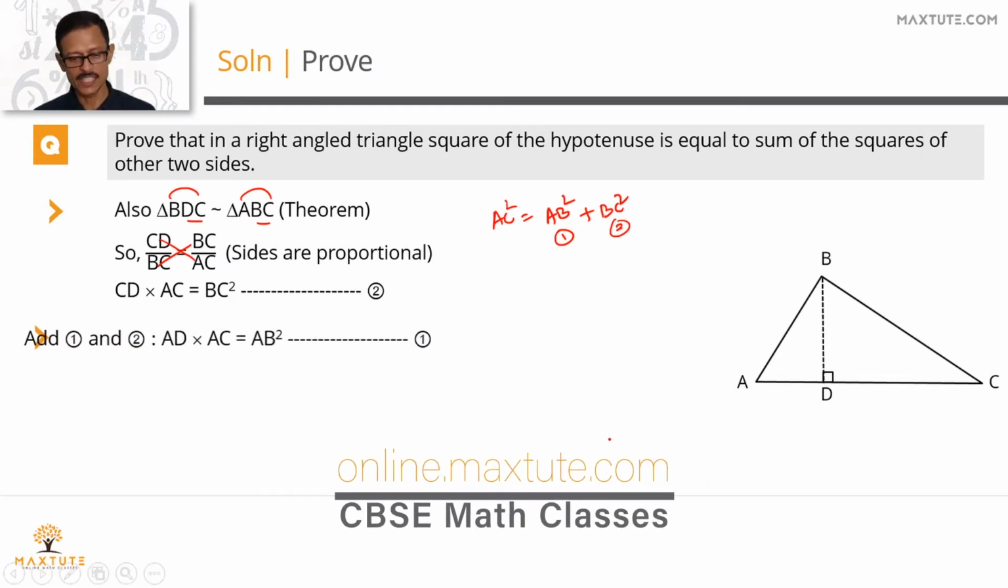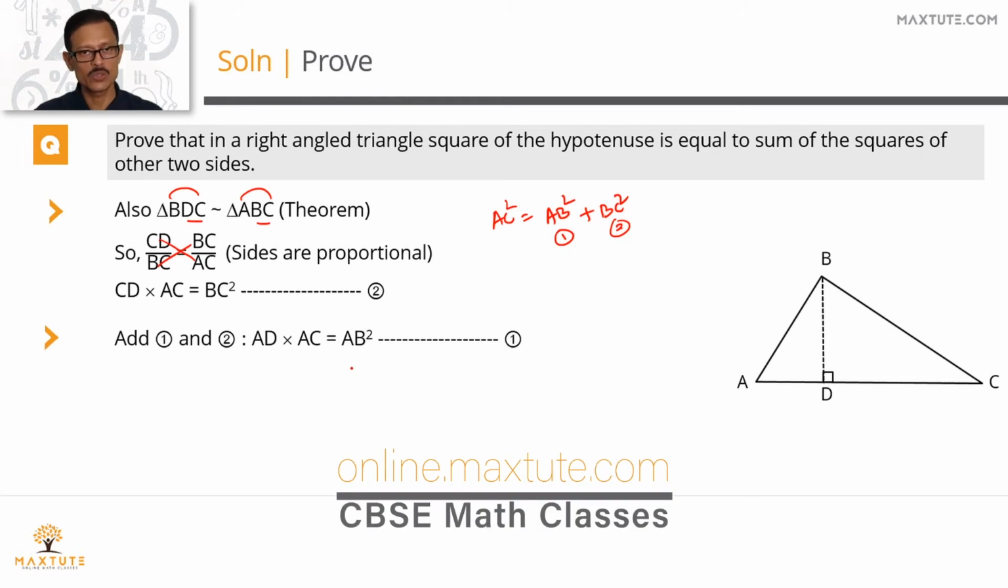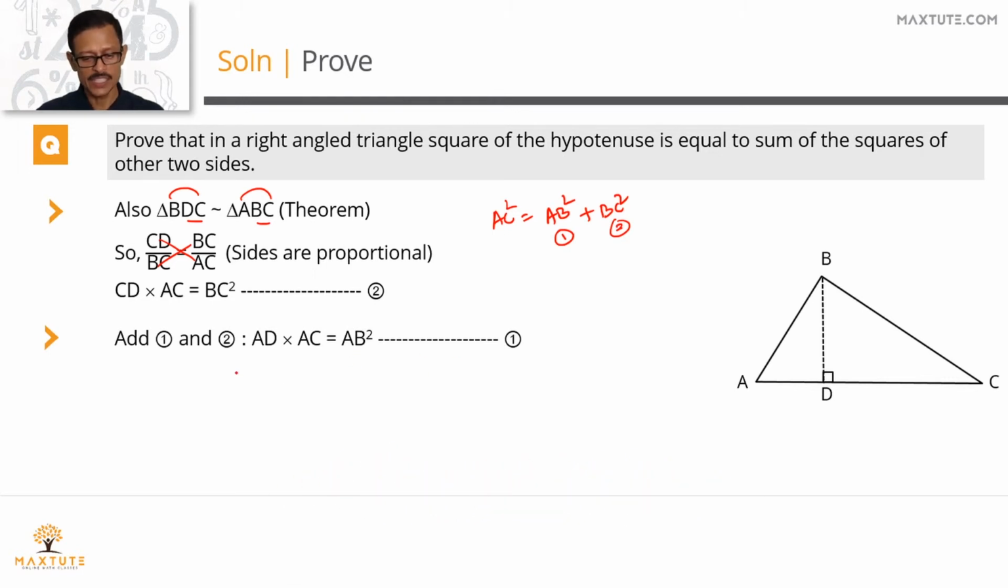Let's add both these equations. For our reference, I've written AB square here. So equation 1 plus equation 2. On the left hand side, look at this, it's CD into AC, it's AD into AC. So I can take AC common between these two terms. So I have AC into CD plus AD. That's the left hand side. This is equal to AB square plus BC square. So we got the right hand side in place.